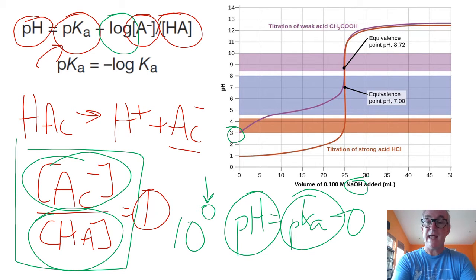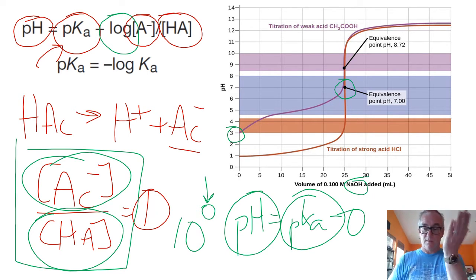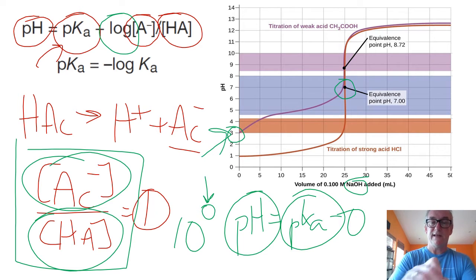And at the end, at the equivalence point, where we have exactly the concentration of hydroxide equal to the initial concentration of acetic acid, all of the acetic acid should be converted to acetate. So at the beginning, no acetate. At the equivalence point, all acetate. So halfway in between, we should have roughly the same concentration of acetate and acetic acid.